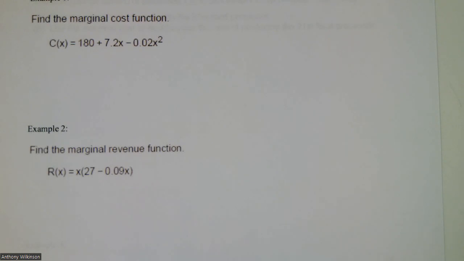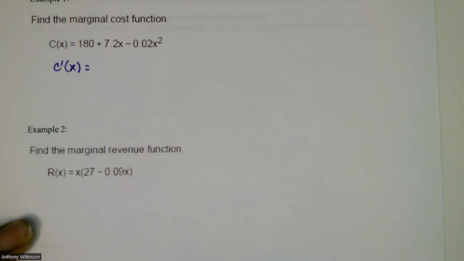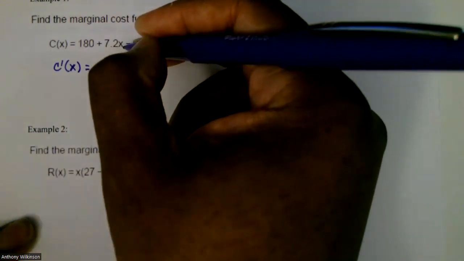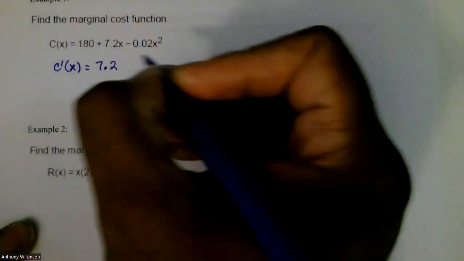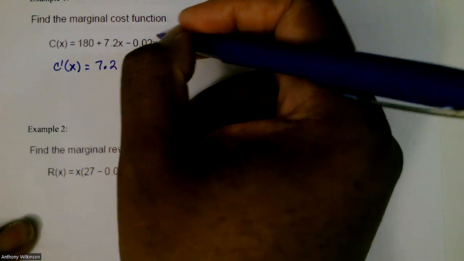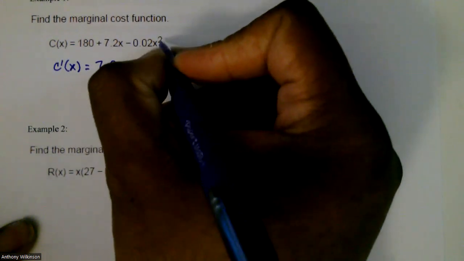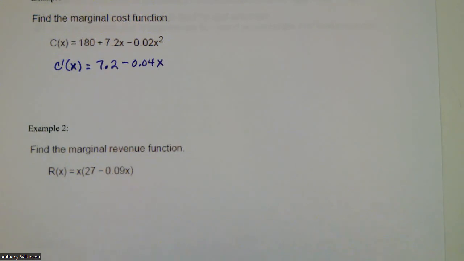Now, in example 1, you're going to find the marginal cost function. Here you have the cost function, C of X is equal to 180 plus 7.2X minus 0.02X squared. When we find the marginal cost function, we just take the derivative of the cost function. So for each term, we take its derivative. The derivative of 180, like the derivative of a constant, is 0. The derivative of 7.2x is just that constant itself, 7.2. For minus 0.02x squared, we bring the 2 down, multiply it by minus 0.02, that will be minus 0.04. Copy that x down to the 1 less power, so x to the 1, or just x. So your C prime of X, or your marginal cost function, will be 7.2 minus 0.04x.